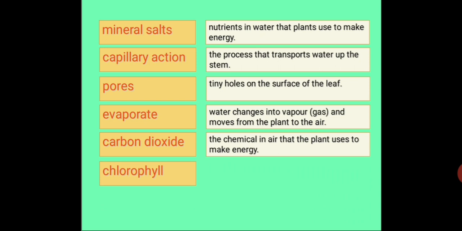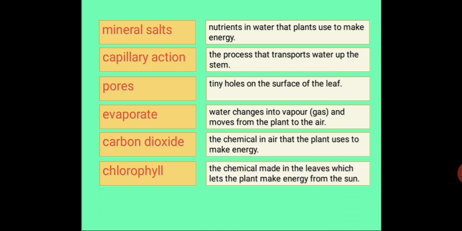Chlorophyll. So the chemical made in the leaves which lets the plant make energy from the sun. It's really important, and that's what makes the leaves of all plants green. So without chlorophyll, they wouldn't be able to turn sunlight into energy. Okay, so they are 6 really important words that you need to be learning. And you can test yourself. Maybe you could incorporate that into your handwriting, because we're going to be using those to write throughout this topic.